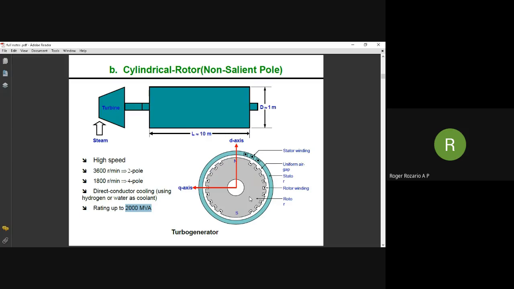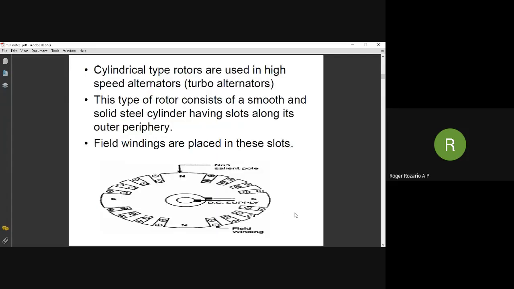These are some construction differences one should know before proceeding with the class. This we have seen in detail. Hope you remember the tabular column. We distinguished between the cylindrical rotor and salient pole rotor in the last class. So let me proceed. Cylindrical type rotors are used in high speed alternators. These are also called turbo alternators. This point also we discussed last class.